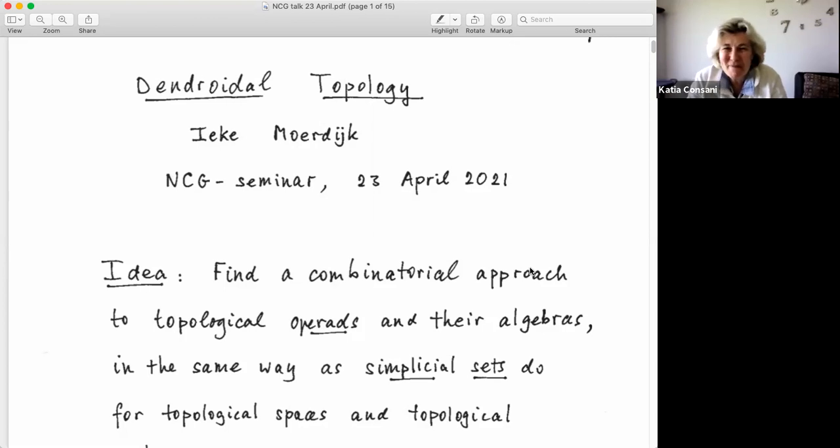And it's my pleasure this week to introduce Ieke Moerdijk from Utrecht University. And he will tell us about Dendroidal Topology, an introduction to Dendroidal Topology.